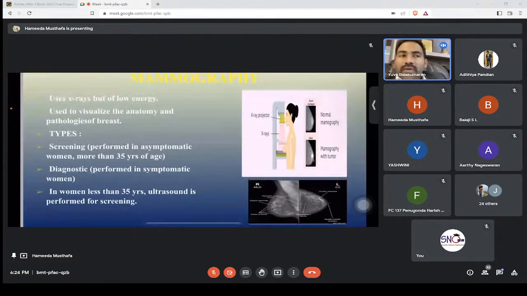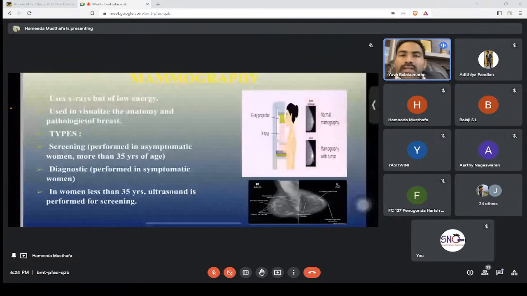And next is mammography. It is very essential for all women above 40 years to screen for breast carcinoma. It uses the same X-ray techniques, but with less radiation. It is used to visualize the anatomy and pathologies of the breast. Screening is performed in asymptomatic women more than 35 years of age. Diagnostic mammography is performed in symptomatic women who have any breast complaints like pain, abnormal discharge from the breast, or skin changes.